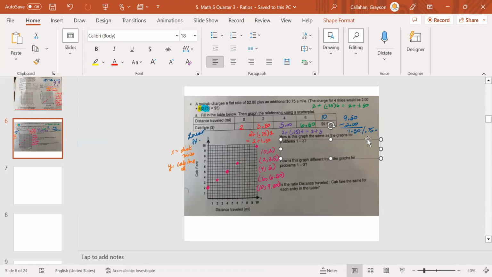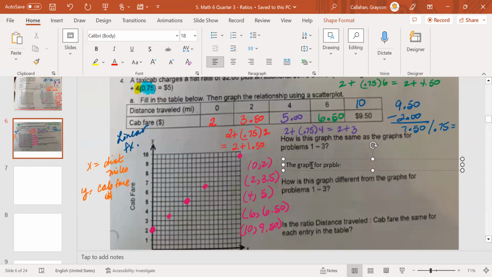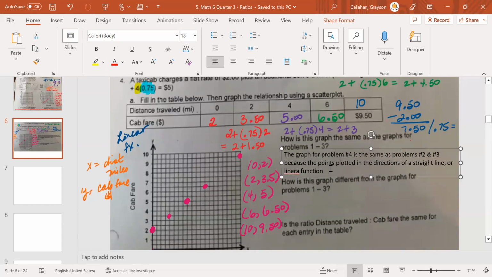You could say that the graph for problem number 4 is the same as problems number 2 and number 3 because the points plotted in the direction of a straight line. Or linear function, right? And that's what you can say.